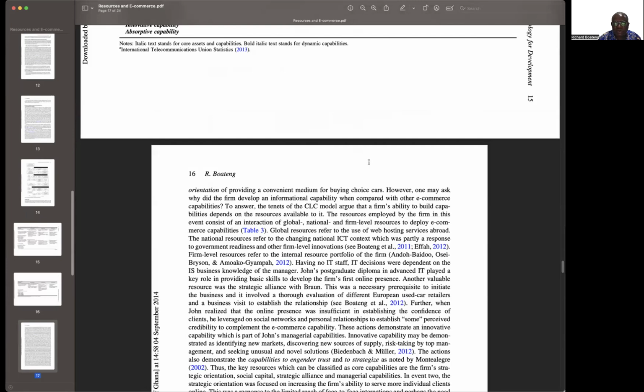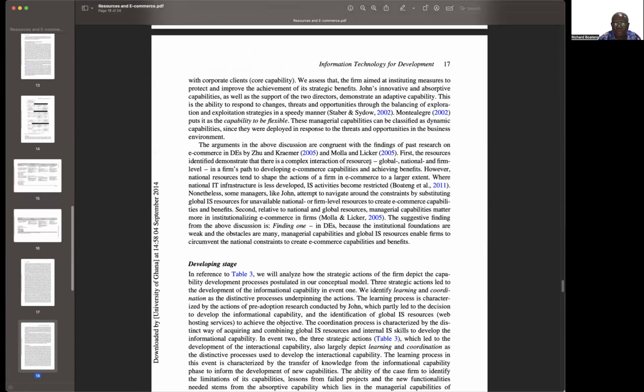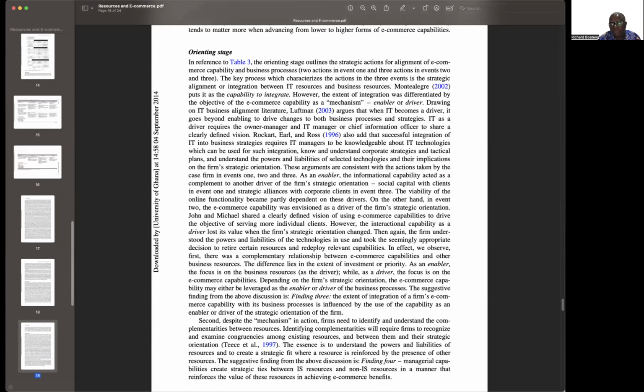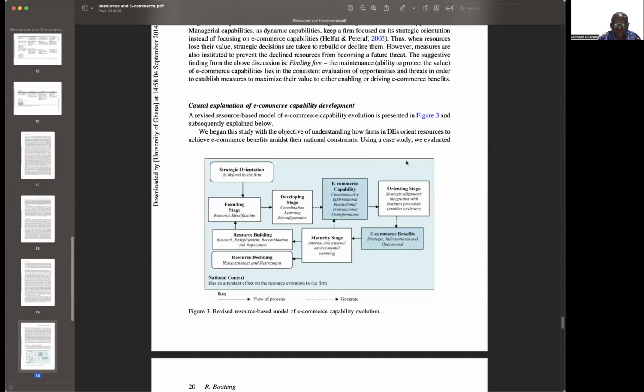So I went through, used the same model, went through different iterations, and when we finished, we were able to suggest a new model based on the old one. So now we are saying that the whole thing about capability development takes place within the nation. So there's a national context at the back there. The firm starts with a strategic orientation, the strategy that it chooses to apply. You go to the founding stage, then you go to the developing stage.